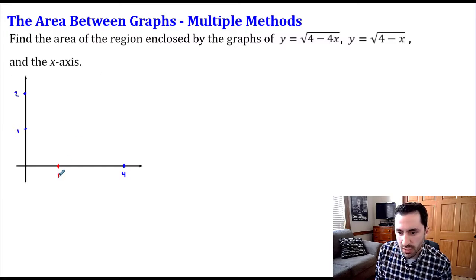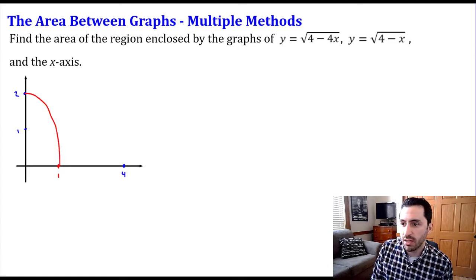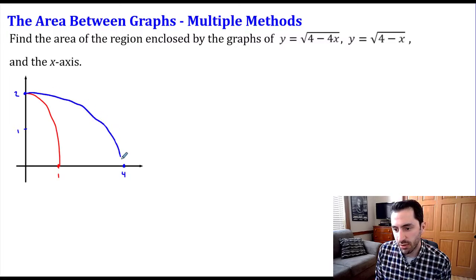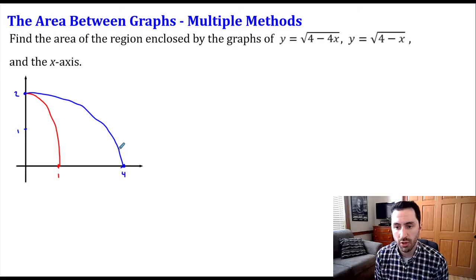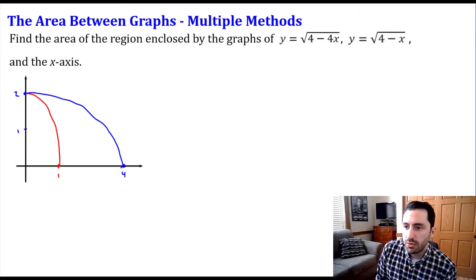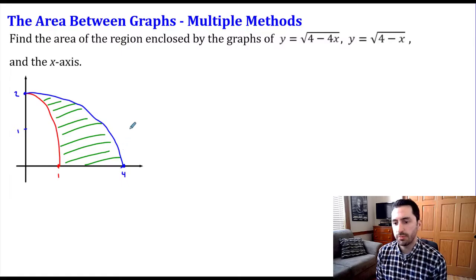And I should label this first one, let's say 1. So they're both going to cross the y-axis at 2. Our first one is going to intersect the x-axis at 1, and our second one is going to intersect at 4. So we end up with a region that looks like this. As usual, it doesn't need to be perfect. We just want a situation that gives us a general idea of what we're working with. Now, the region that we want to find the area of is this region in between these two graphs and the x-axis, down to y is equal to 0 here.